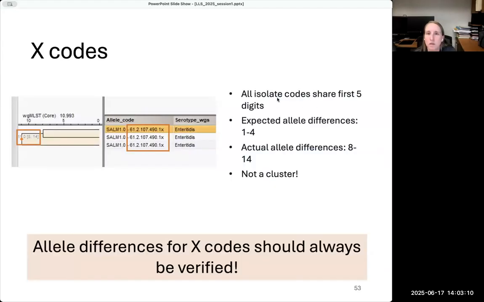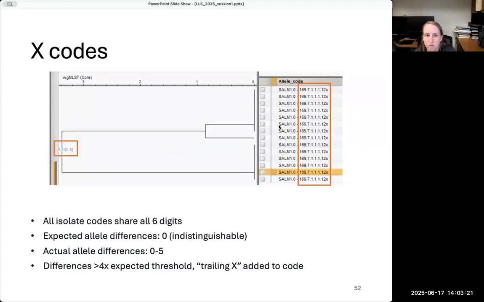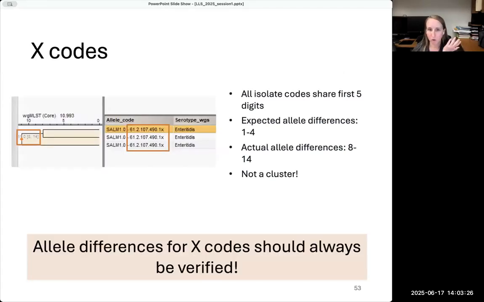And one more example. All isolates in this example share the first 5 digits, 1, 2, 3, 4, 5, so they're just missing the 6th one. The expected allele difference would be somewhere between 1 and 4. But if you look over at the dendrogram, it says the differences are between 8 and 14. So they're not actually going to be a cluster if you're using a cluster threshold less than 5 or something. That's why you always need to verify your allele differences, especially when there are X codes, before you go on working on a cluster that might not actually be a cluster.